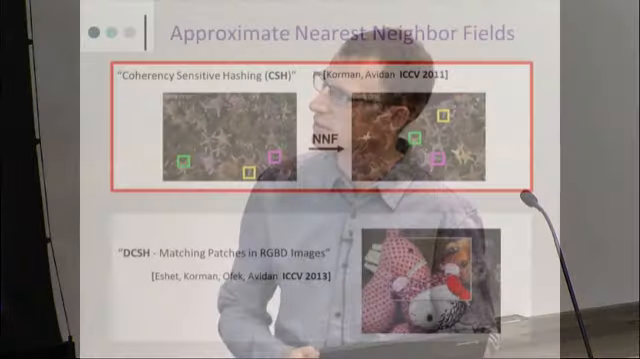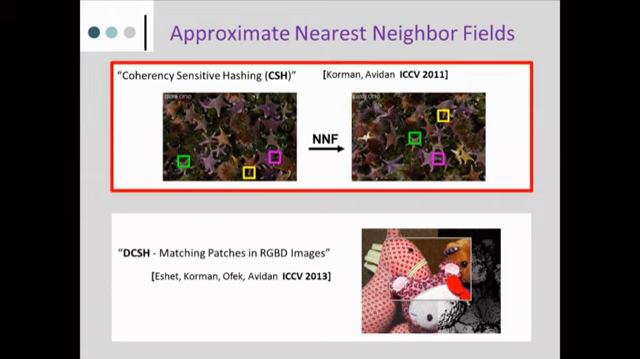So we came with this approach, coherency-sensitive hashing, where we incorporate a hashing scheme into this problem, and we managed to find a matching which is more accurate and faster than what PatchMatch can do.